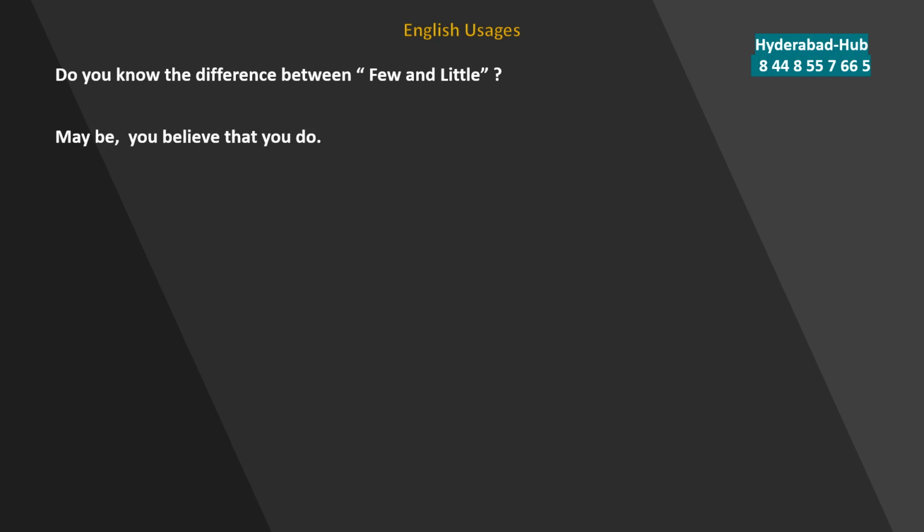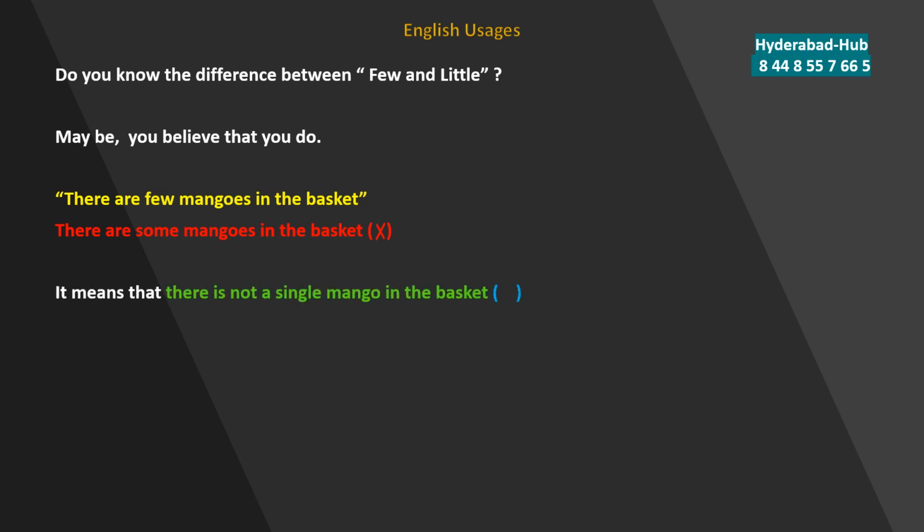There are few mangoes in the basket. What does the sentence mean? Do you think it means there are some mangoes in the basket? Are you sure? No, you are wrong. It means that there is not a single mango in the basket. Yes, I'm right. There are few mangoes in the basket means there is not a single mango in the basket.